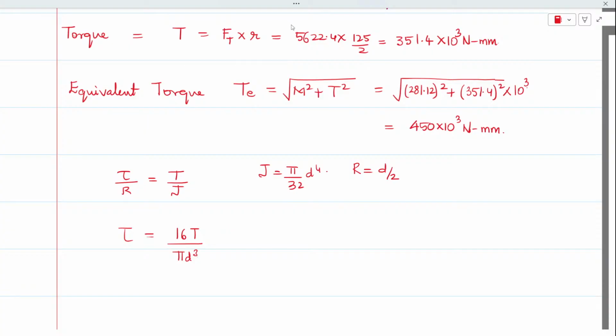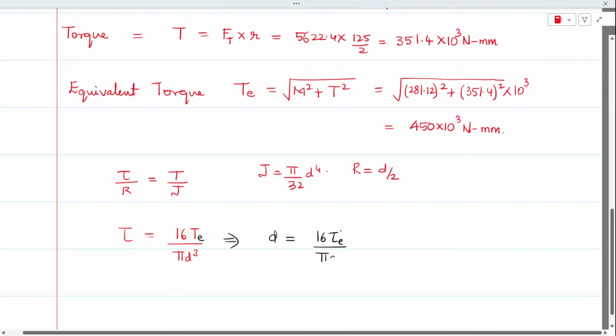Let me tell you one more thing. Instead of T, it would be replaced with the equivalent torque. So tau equals 16 Te divided by pi d cube. So the safe value of diameter is to be determined. Subject to d, if we write, it would be 16 Te divided by pi into tau.